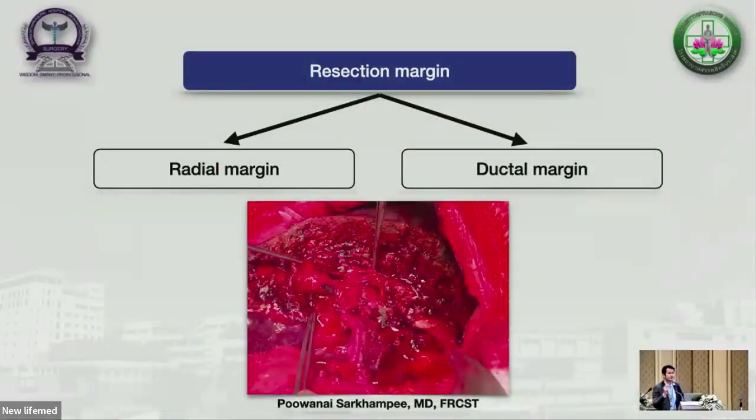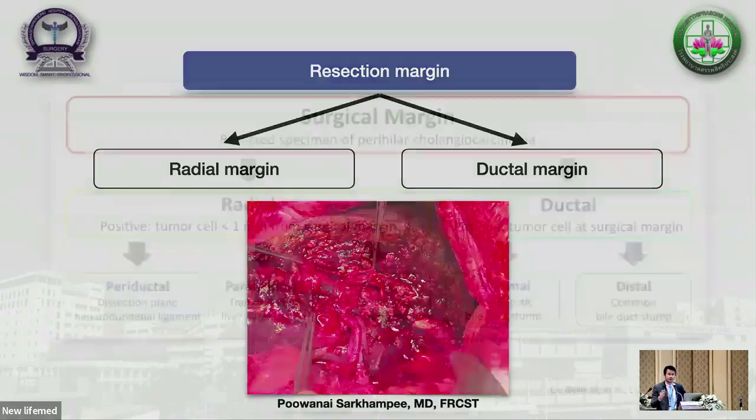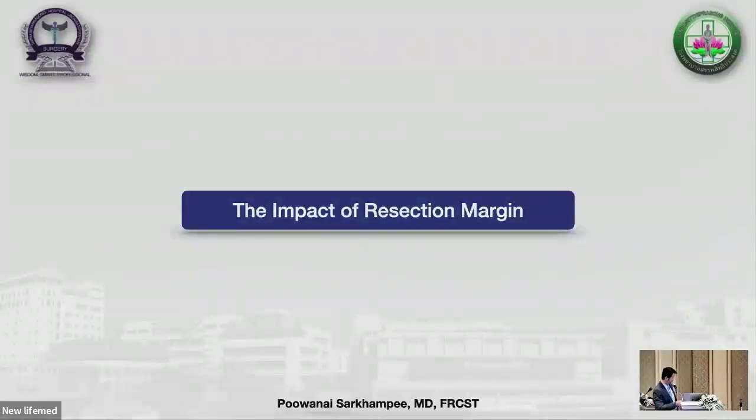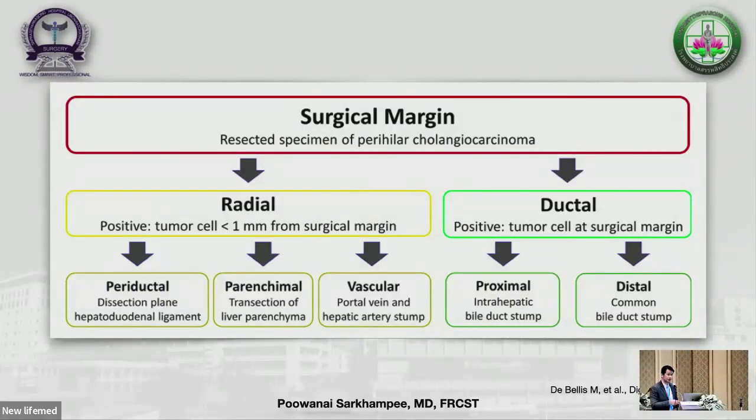So the resection margins in peripheral cholangiocarcinoma we can easily divide into two groups, radial margins and ductal margins. Radial margin includes periductal soft tissue, parenchymal margins and vascular margins. And the ductal margins include the proximal margin, which is inside the liver when you perform parenchymal resection, and the distal margin in the common bile duct, okay? These are the two types of resection margin we must consider before we perform curative resections.